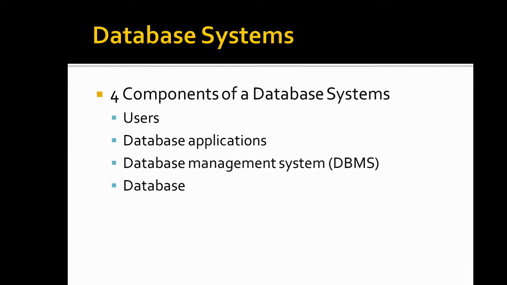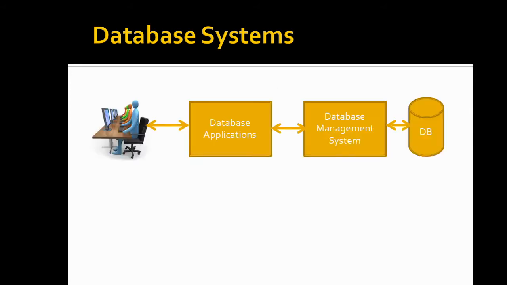Database system. So there are 4 components of database systems: the users, the database applications, the database management system or the DBMS, and of course the database itself, the physical database. So here are the users, and the users, you can see, make use of the applications. And with the application, we are interacting with maybe the user interface. But the program is interacting with the database management system, which in turn is interacting with the physical database.